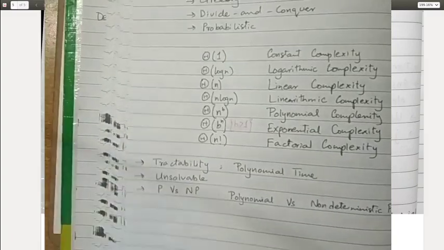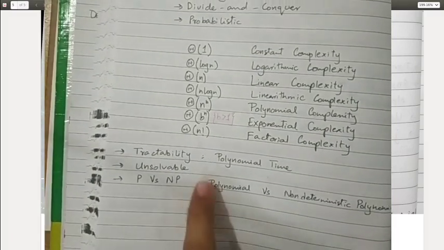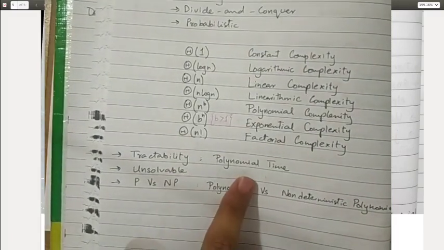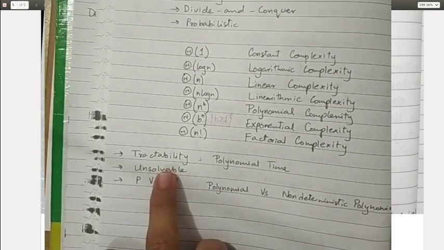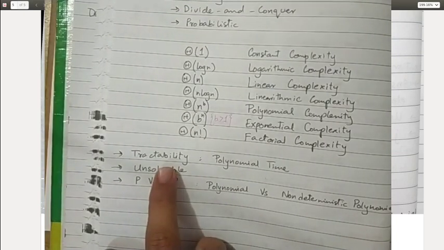So we have the idea, so we call problems which are polynomially solved tractable because you can solve them in a reasonable amount of time.